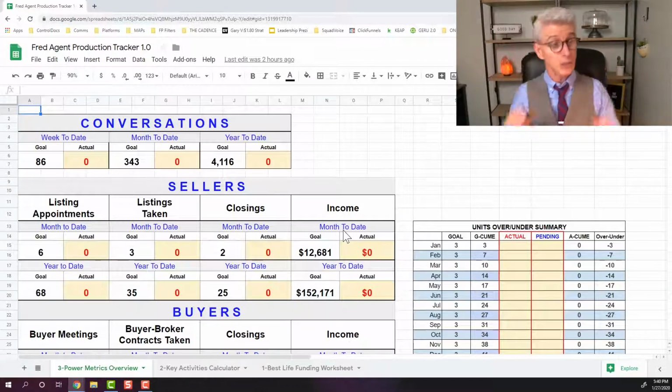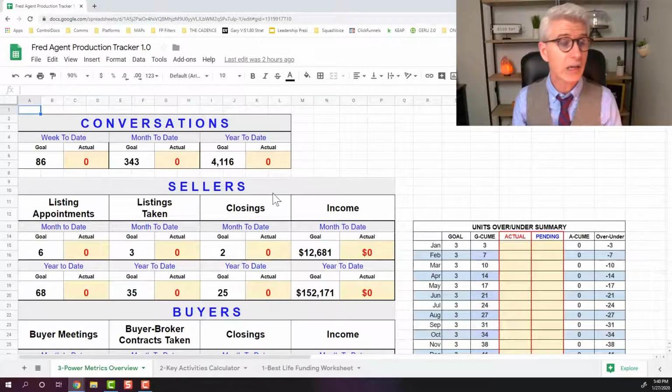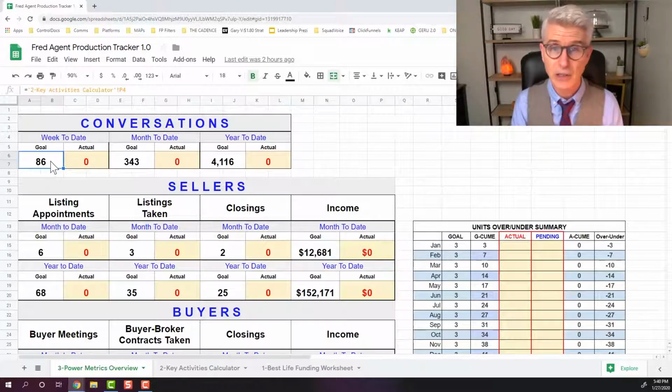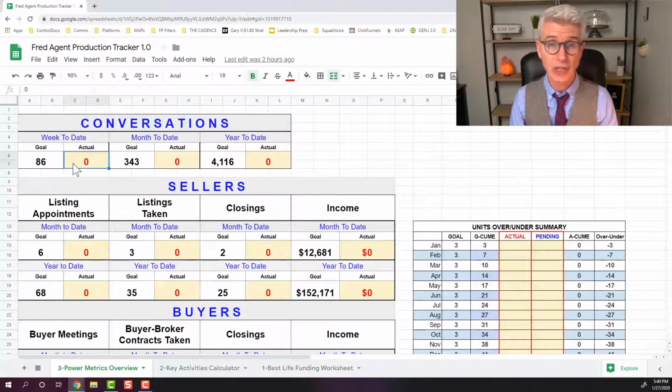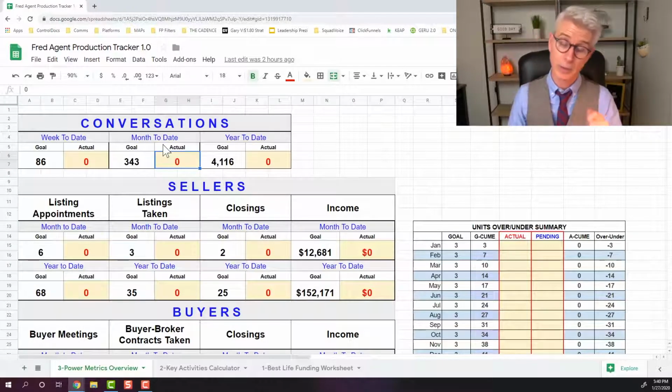Okay? So, in Fred's case, he needs to be having 86 a week. So what Fred does here is he keeps track of his conversations and he puts the number in, right? So this way, when he gets to the end of the month, he can see he's supposed to have 343 conversations. How many did he actually have? And then just keep cumming that number here. So over time, Fred will be able to see how many conversations he had. Can I tell you, one of the biggest mistakes I see agents make, and one of the biggest reasons they don't reach their goals, is they're just not talking to enough people.